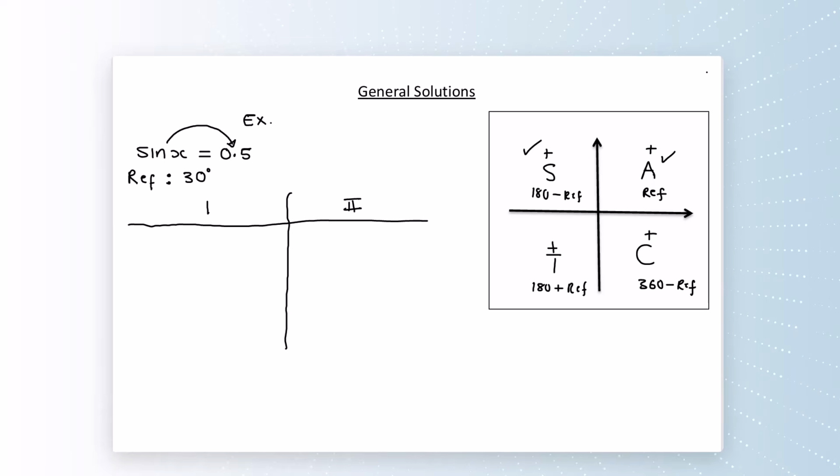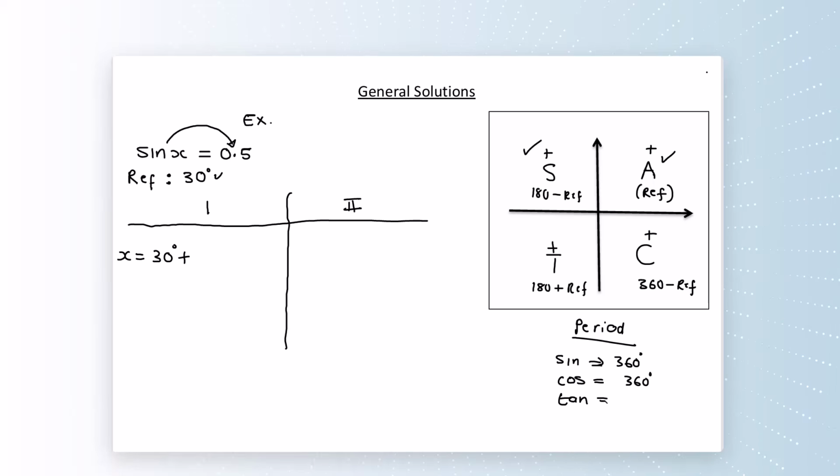So we will do this. We're going to say x equals to, in the first quadrant, we use the reference angle as is. So our reference is 30. We'll go ahead and say 30 degrees plus. What is the period for sine? If you forgot, let me remind you, period. For sine, we have 360 degrees. For cos, we have 360 as well. And for tan, we have 180 degrees. You must know that. Great.